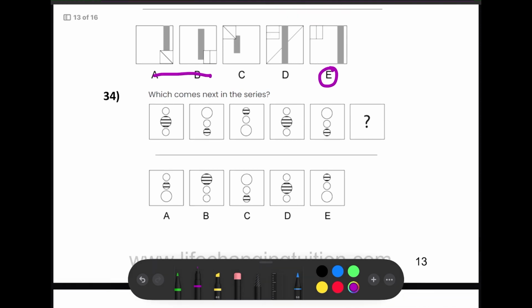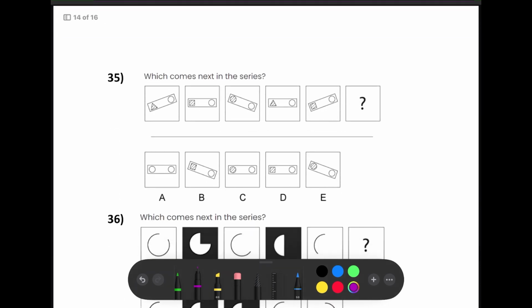Next question. So here, the circle moves down and then back up. So it's here, then here, then here, then here, then at the bottom. So it's going to go back to being at the top. So it's either got to be B or E. The difference between B and E is the size. So it goes from being big, small, small, big, small. So it's also got to be small here. E is smaller than B, so the answer is E. As you can see, B is bigger. And it goes big, small, small. So the answer is E. Next question.